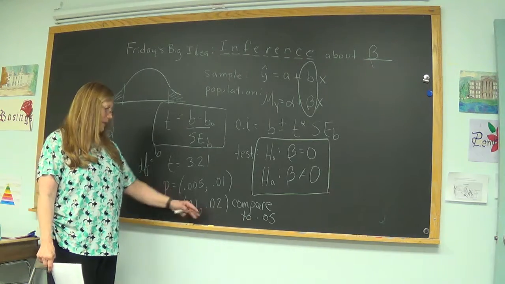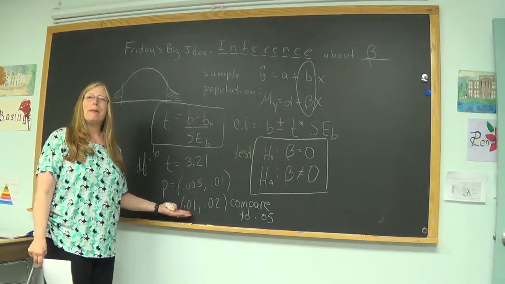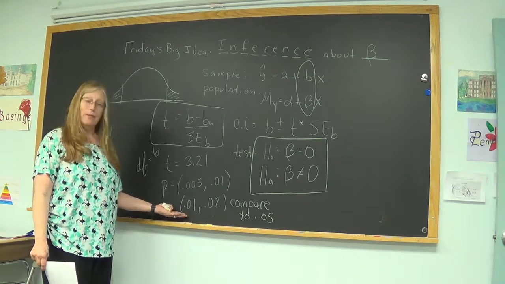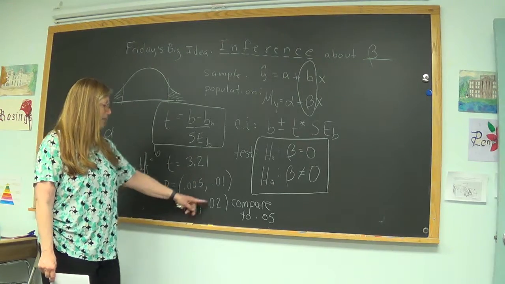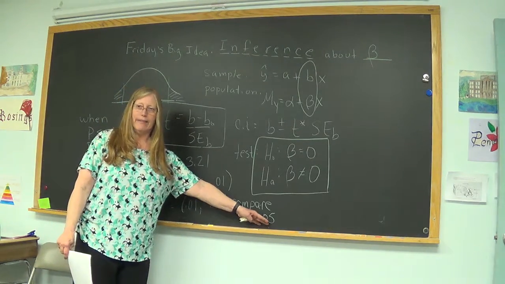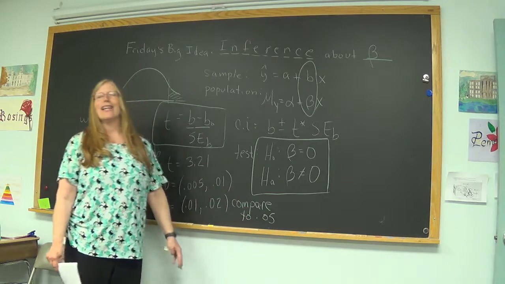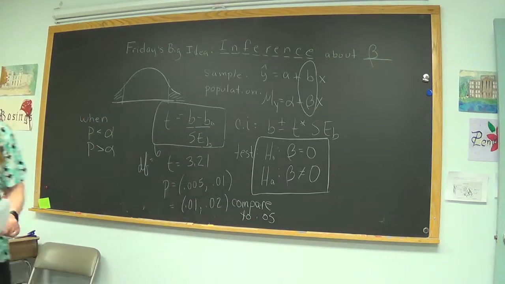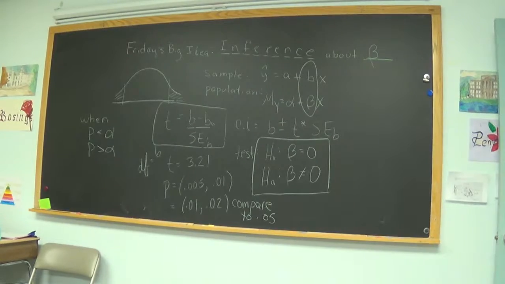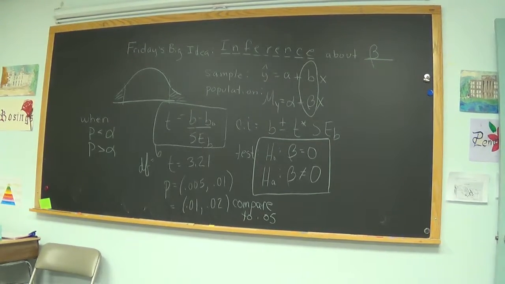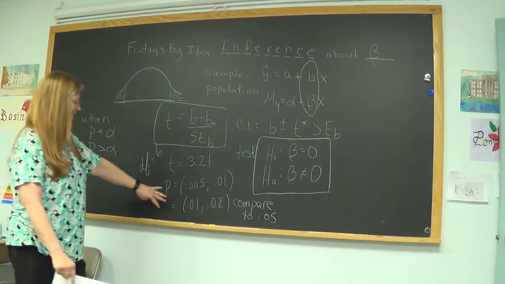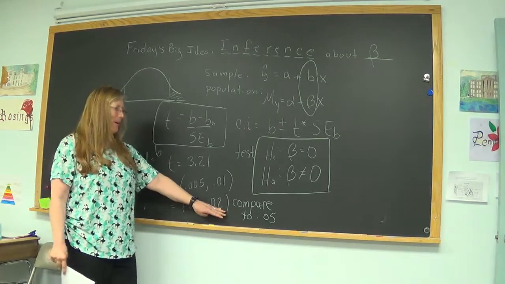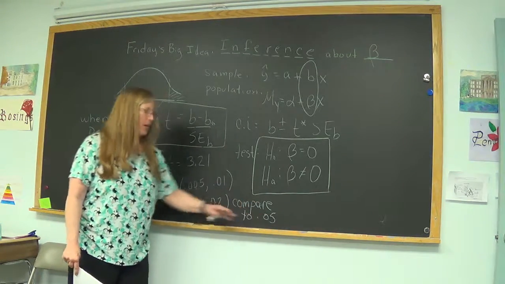Maddie, this is a p-value. It's a probability of all this happening. It's less than 0.05. If it's less than, you reject. Would you agree that these numbers are less than this? Yes.